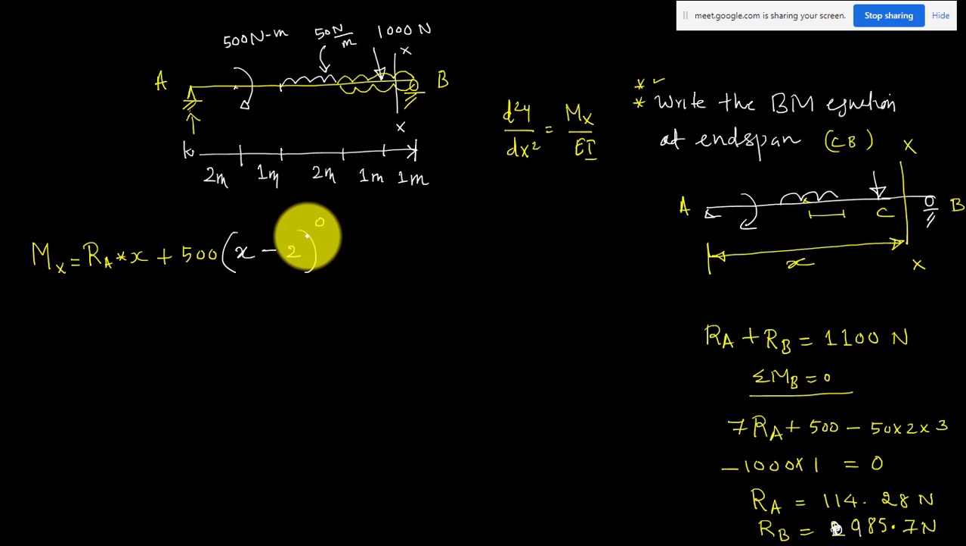So 500 into 1 only, but we write the term x minus 2 with power 0. What do we call this term? In general, it is called a singularity function. This kind of bracket term is a singularity function.